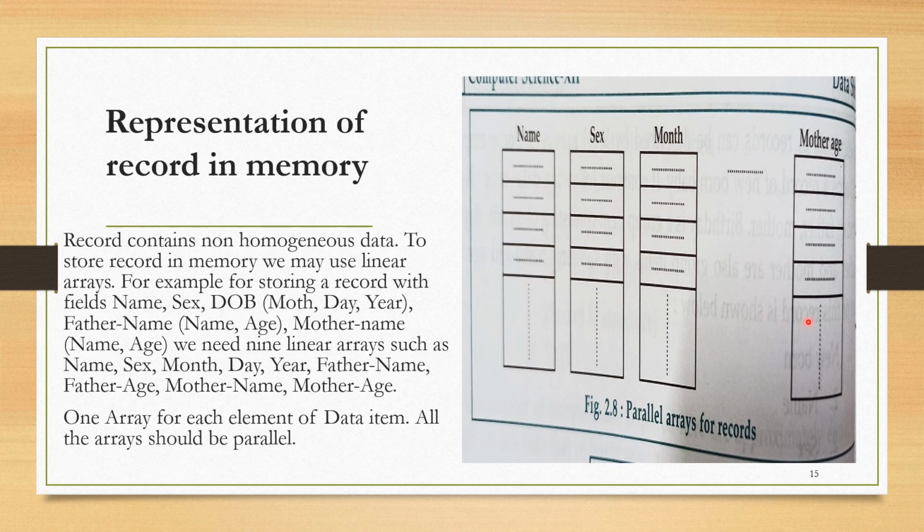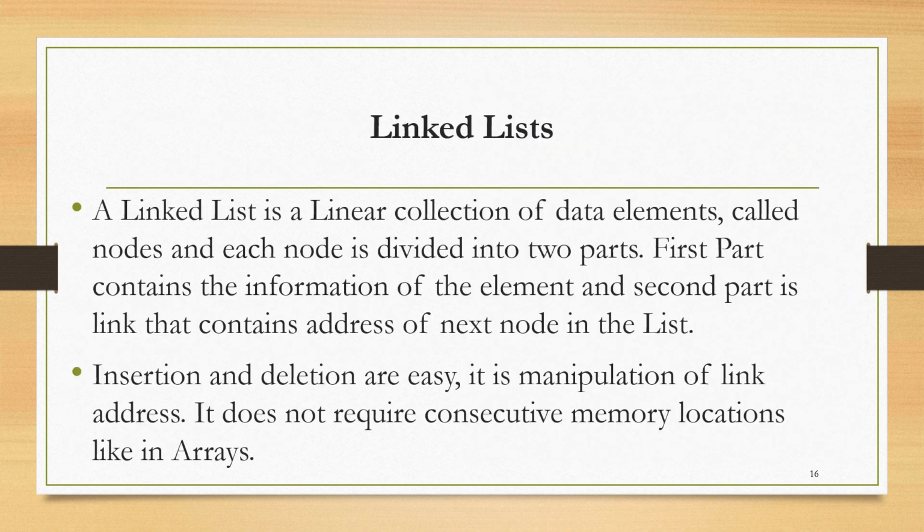Okay, this is the presentation of records in memory. So we have seen linear arrays. We have seen pointer arrays, how, through a pointer, we can access a second linear array that we've seen. Now we'll see linked lists.